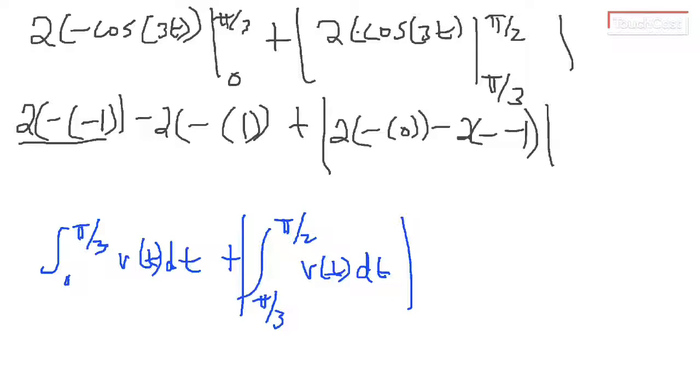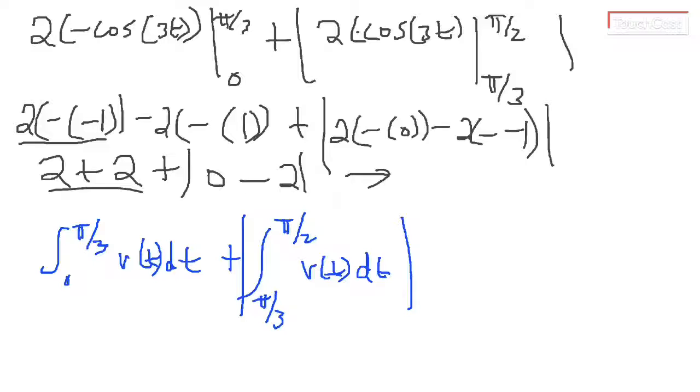Okay, so what do I have here? I have 2 times the opposite of 1 is 2, plus 2 times the opposite of 1 is 2, plus the absolute value of 0 minus 2. So this 2 plus 2 makes 4, plus the absolute value of -2 makes a +2, which makes 6. Total distance traveled is 6.